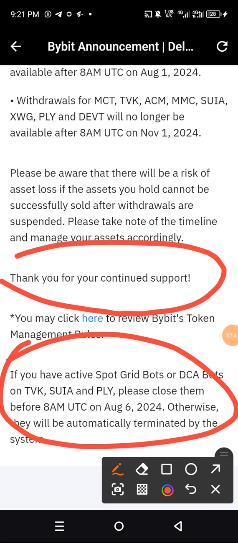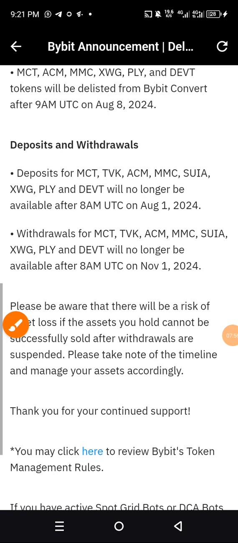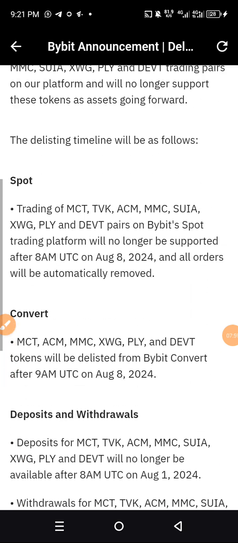Having seen this, check out the coins you hold and make sure you're very careful so that you will not lose your assets.